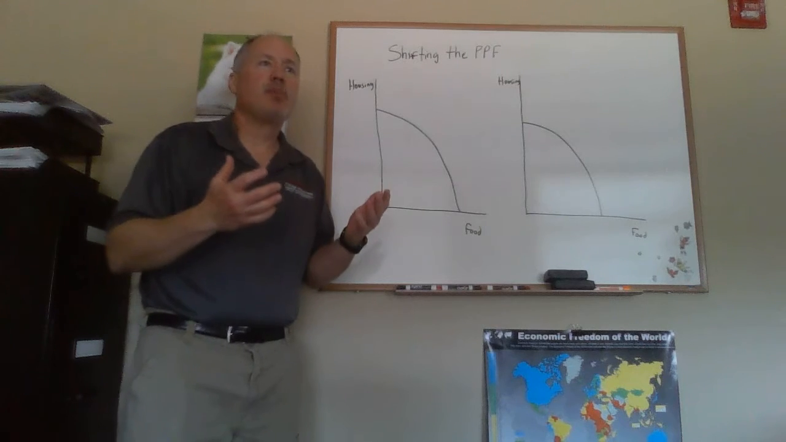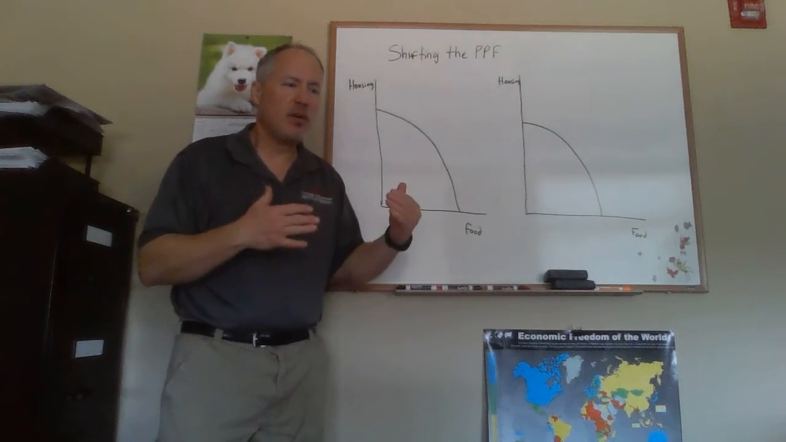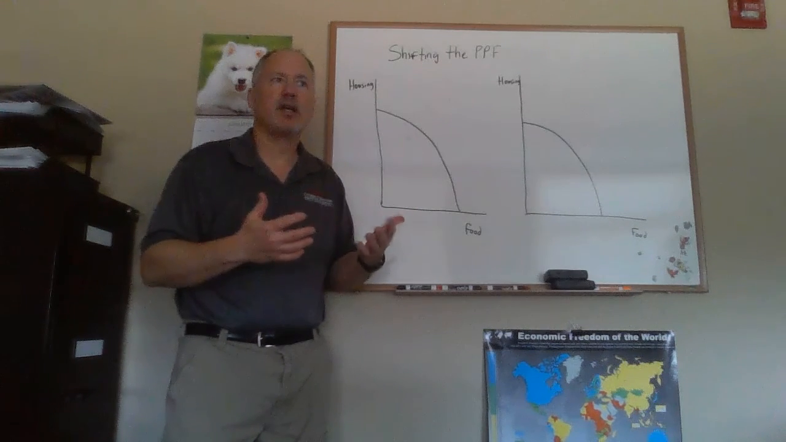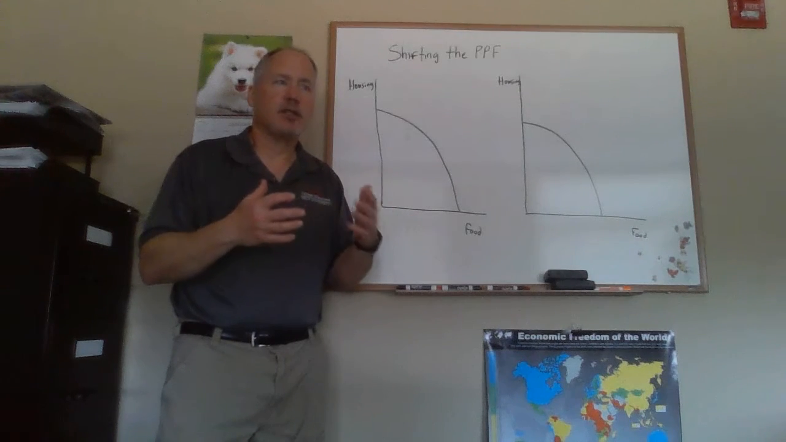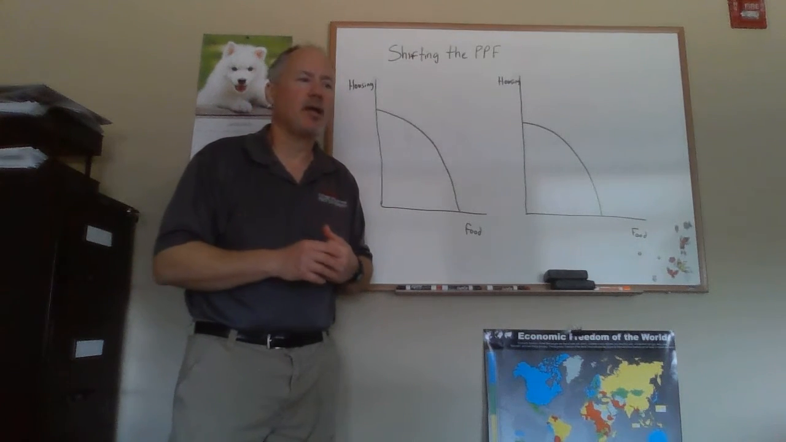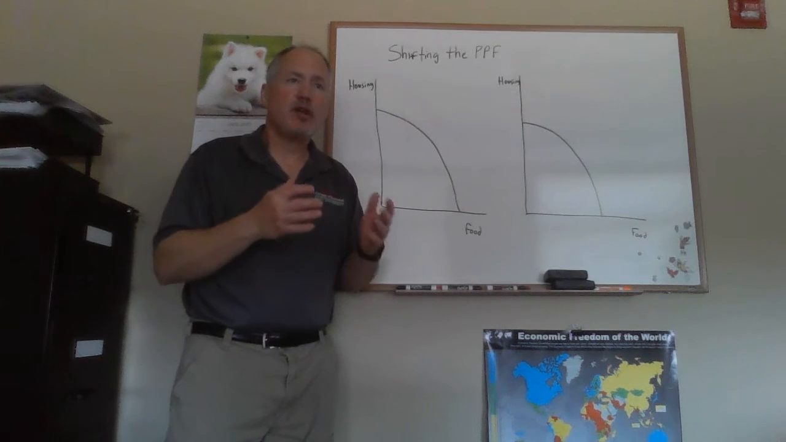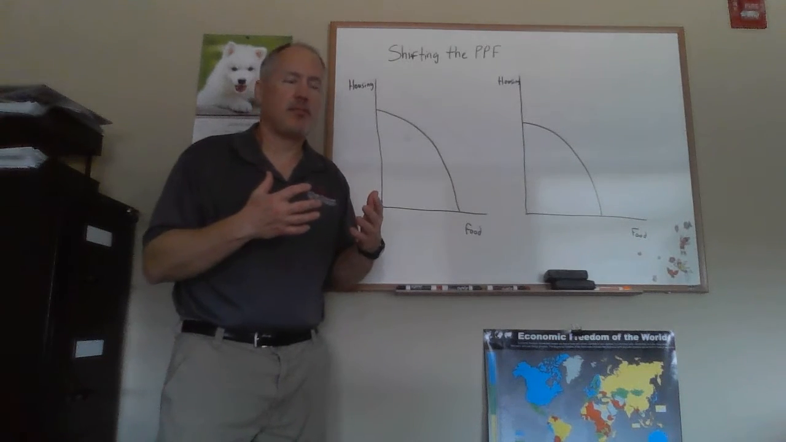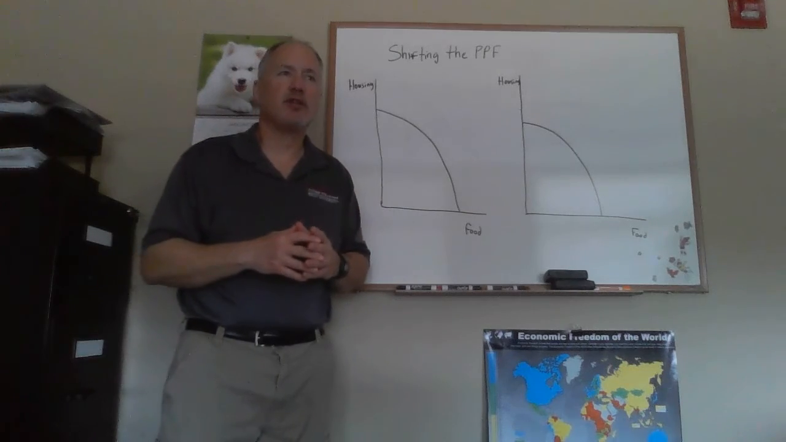Now, the production possibilities frontier is drawn for a given amount of resources and technology, and we also say institutions or economic organizations, the way we want to organize economic activity. If any of those factors change, we would have to draw a new PPF. And so this graph is going to show you a couple of different ways we can have that shift occur.